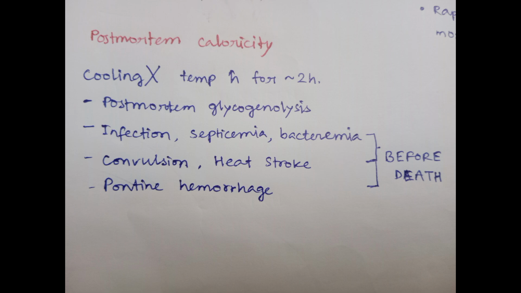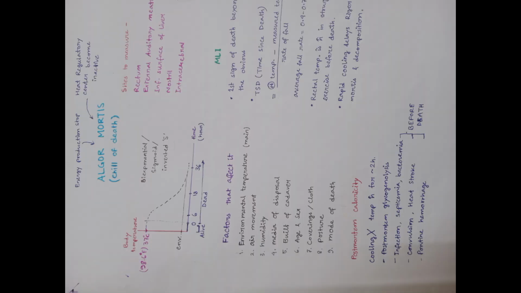Post-mortem caloricity is a condition where, instead of initial cooling, the temperature remains high for about 2 hours. This is due to post-mortem glycogenolysis or infection, septicemia, bacteremia, convulsion, heat stroke, pontine hemorrhage before death. So this is the summary.